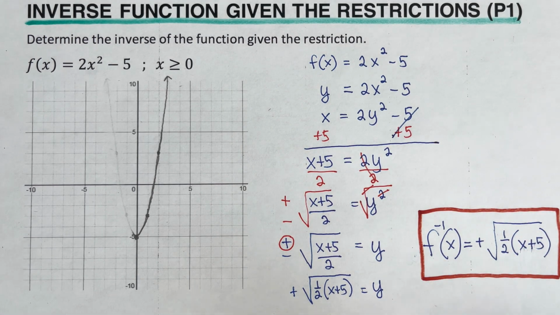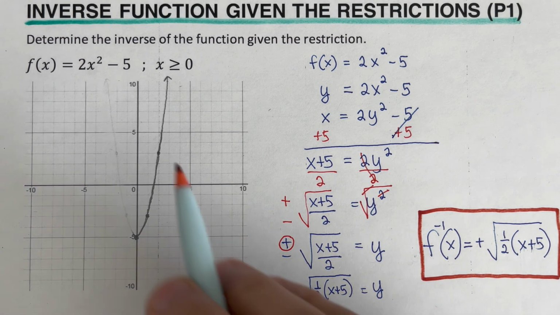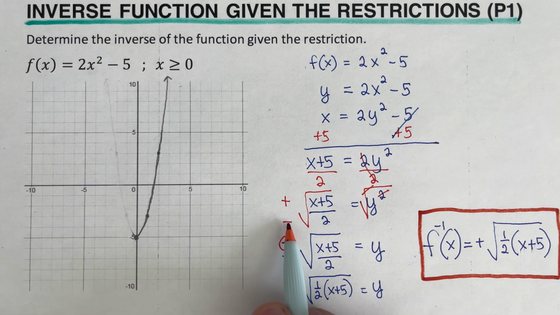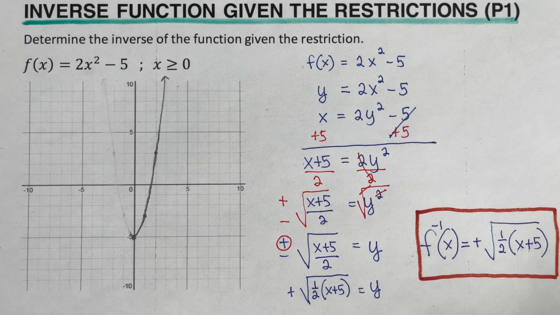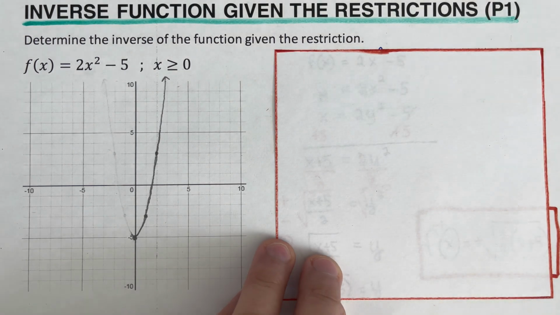Again, our restriction here is that x is greater than 0, and so we had to pick this positive part of this solution right here. So if this were x is less than or equal to 0, then we would have picked the negative one. But since that's a positive, we picked the positive solution. Now we are ready to sketch the graph of this inverse. So I'm just gonna show the work on this paper up here.